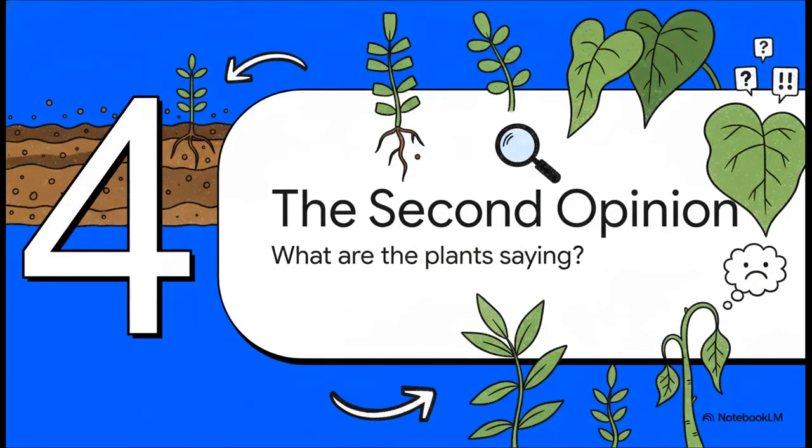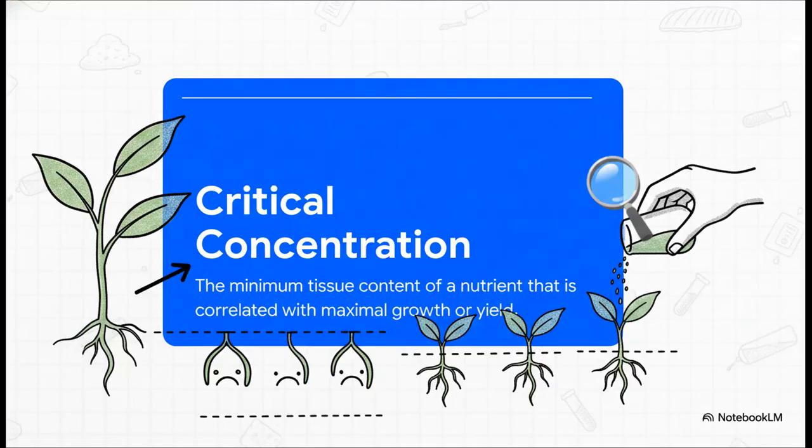Now, a soil test is fantastic. It tells us what nutrients are available for the plant, but it doesn't tell us what the plant is actually using. For that, we need a second opinion. We've got to go straight to the patient, the plant itself, and basically ask it, hey, how are you feeling? And that's exactly what plant tissue analysis is. When we get those plant tissue results back, this is the single most important concept we're looking for, the critical concentration.